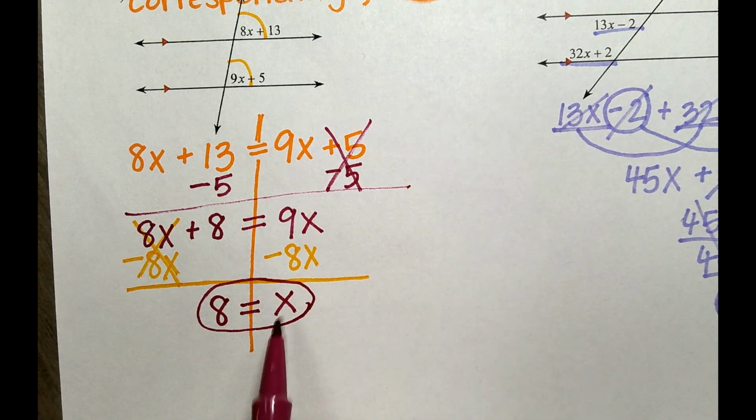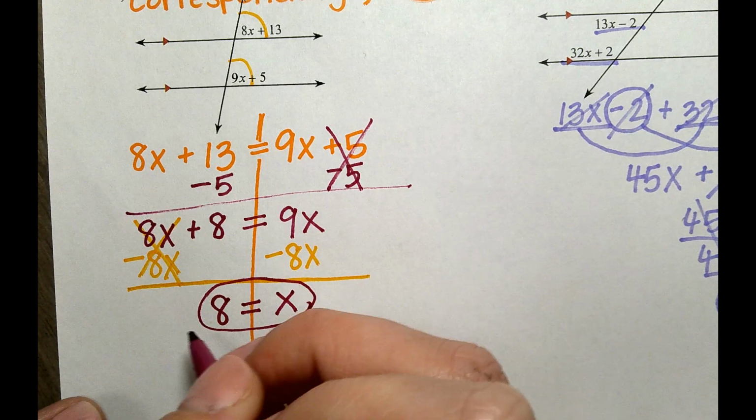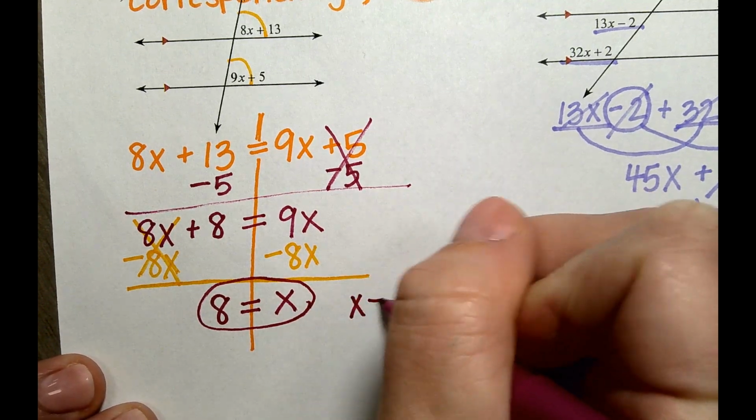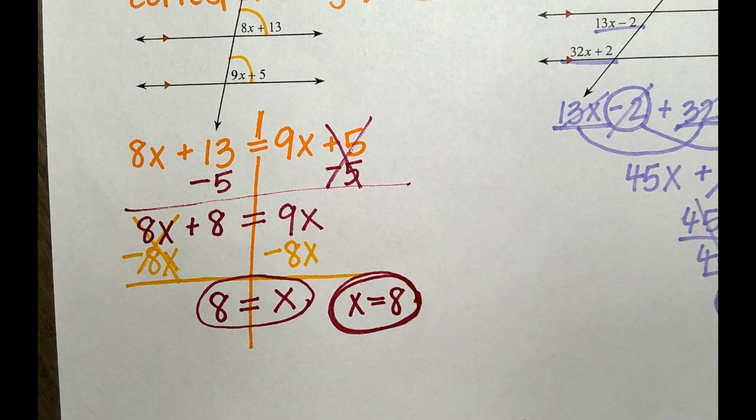Now, it's a little funky because our x is on the side that we're not used to it being on. That's okay. 8 equals x is the same thing as x equals 8. You can just flip the side that it's on. That still works. Can we do it again? Oh, number 10. Yes.